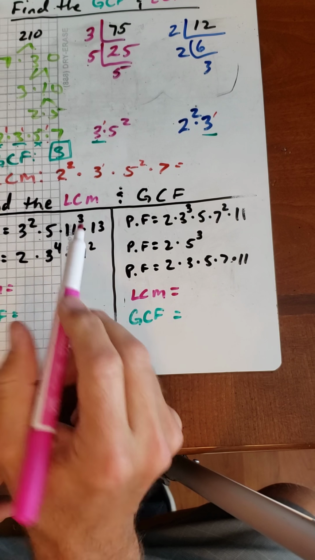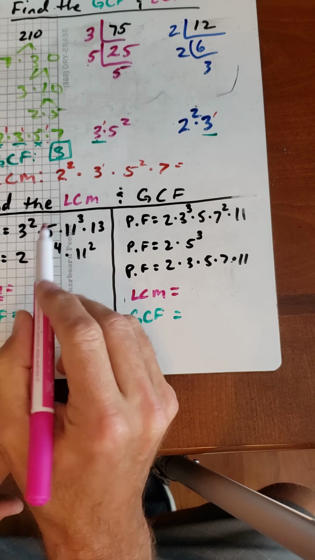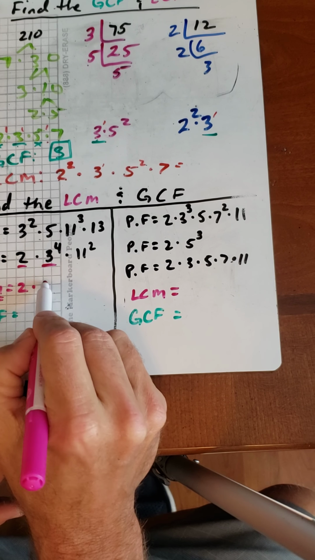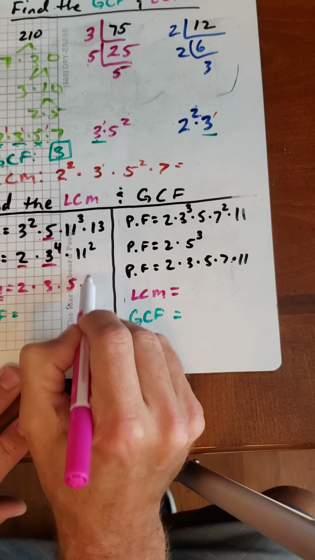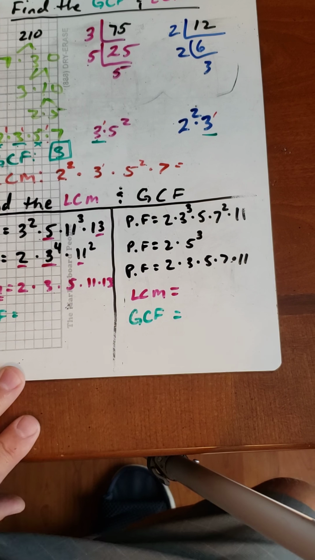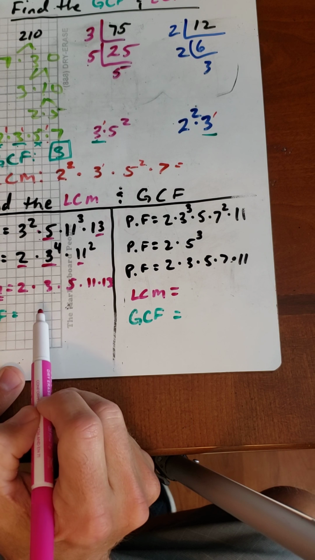For LCM, I have to use every factor involved. Multiples are big. So I have to use the 2. I have to use the 3. I have to use a 5. I have to use an 11. And I have to use the 13. Okay? So I had to use every single one of these no matter where it was located.